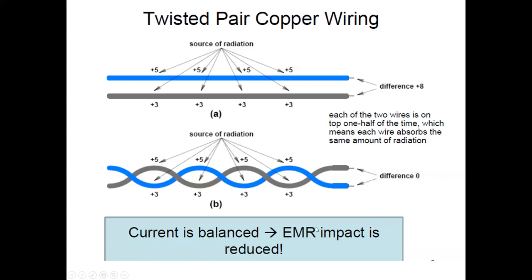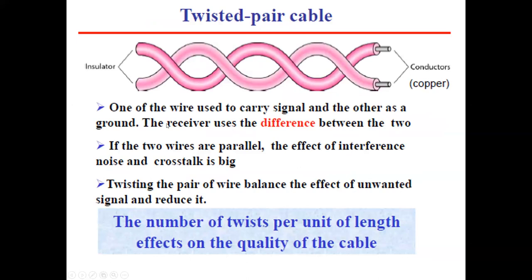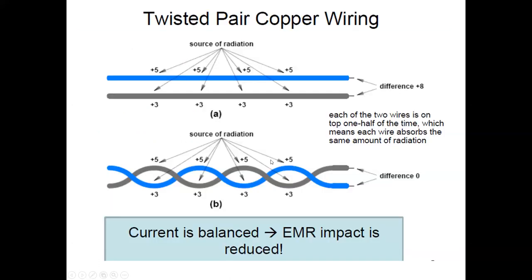So in a way, this grounding cable, one of them, which is used as a grounding, reduces the amount of noise or radiation or anything that affects the cable. It says here the current is balanced in a twisted environment, and EMR, that is electromagnetic radiation impact, is reduced very close to zero, or in some cases we can also get zero. So this is why the twisting is needed.